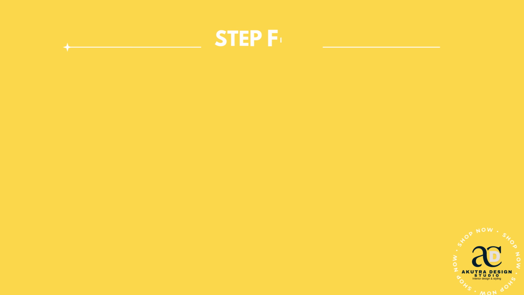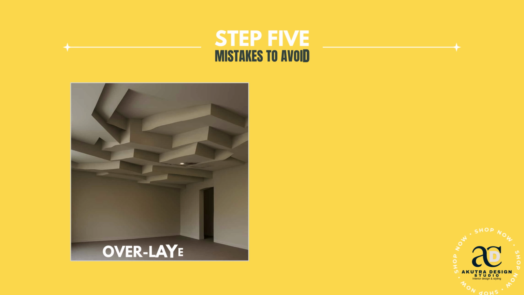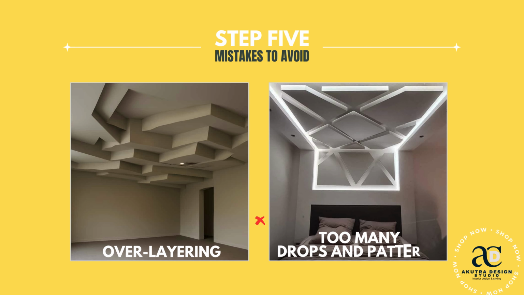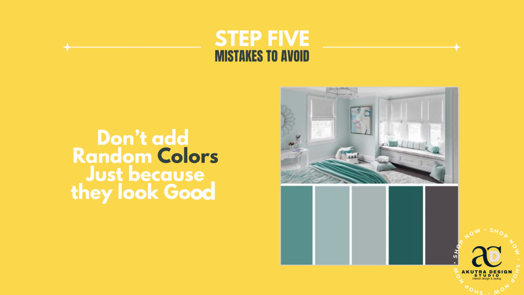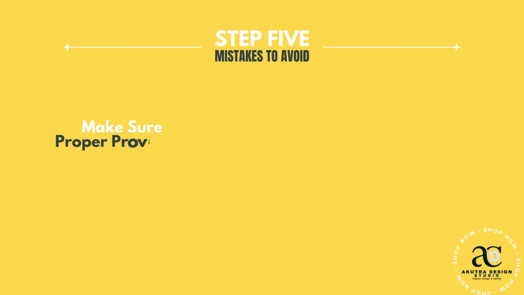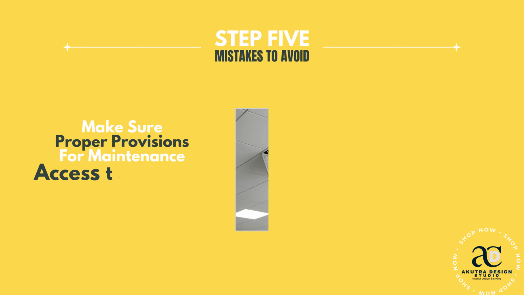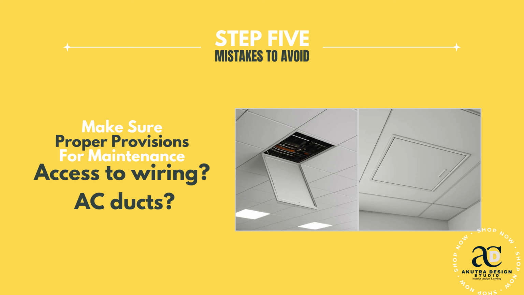Step 5. Mistakes to avoid. Avoid overlayering. Too many drops and patterns make the ceiling heavy. Don't add random colors just because they look good in catalogs. And always make sure false ceilings have proper provisions for maintenance, like access to wiring and AC ducts.